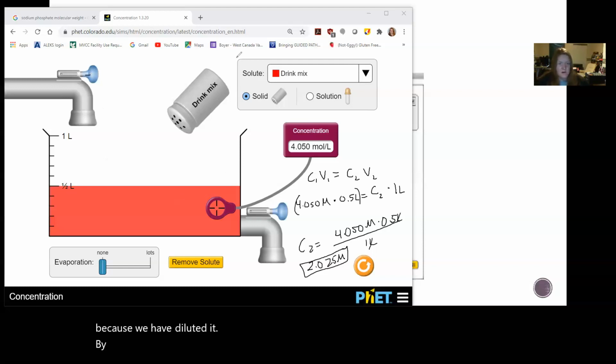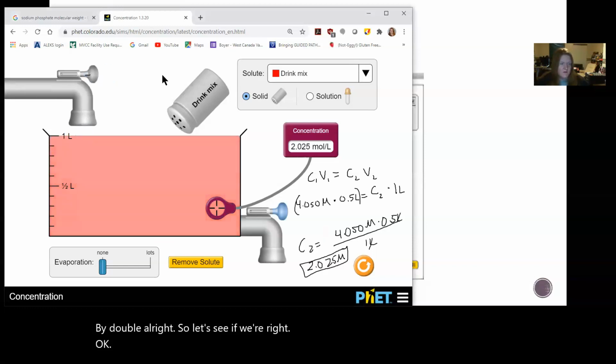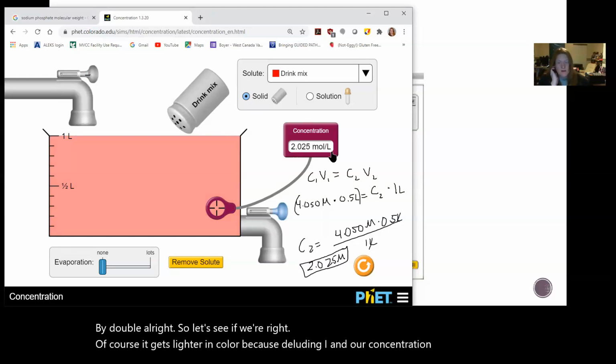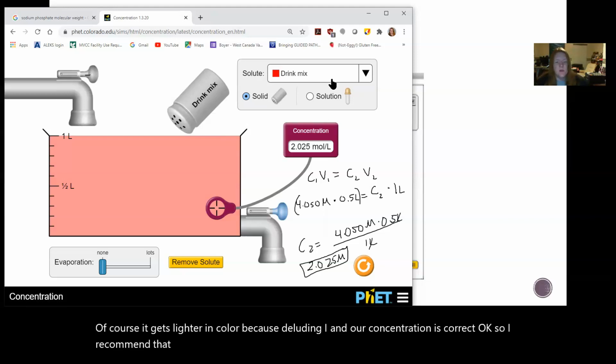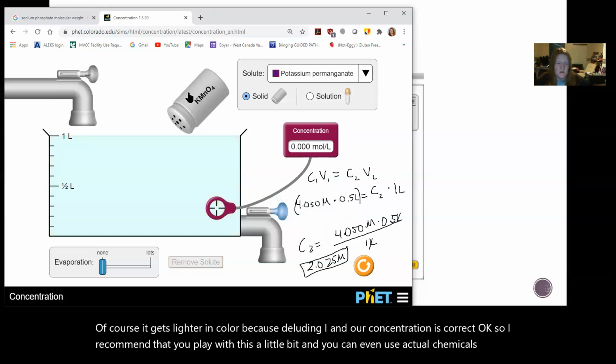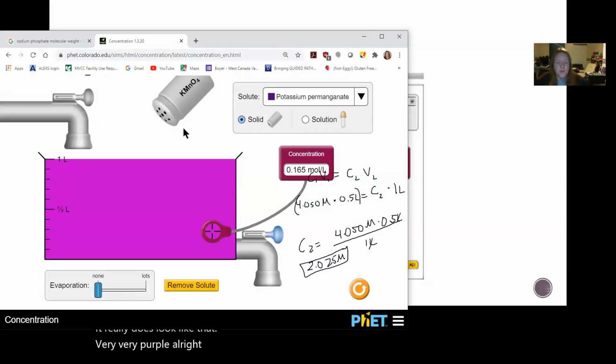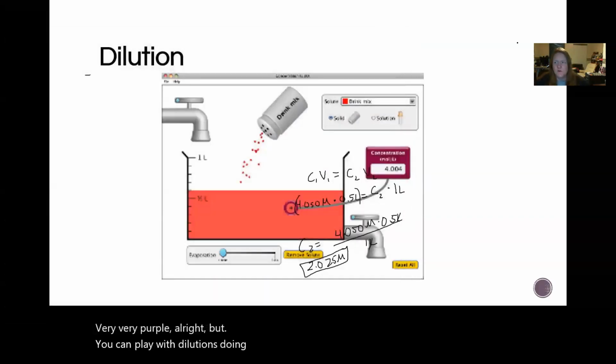All right, so let's see if we're right. Of course, it gets lighter in color because we're diluting, right? And our concentration is correct, okay? So I recommend that you play with this a little bit, and you can even use actual chemicals. Some of them are very pretty. Here's one of my favorites. It really does look like that. Very, very purple. You can play with dilutions using this simulation, and that's a good way to visualize what's happening.